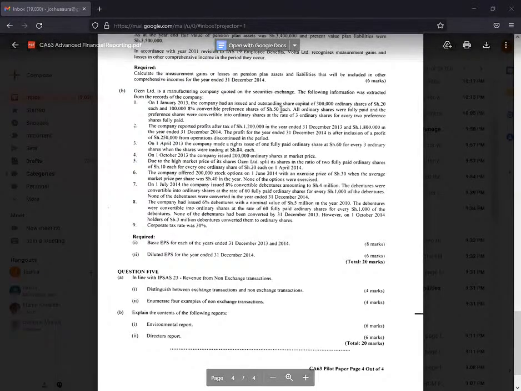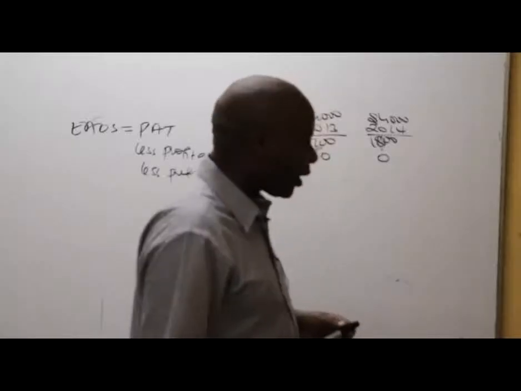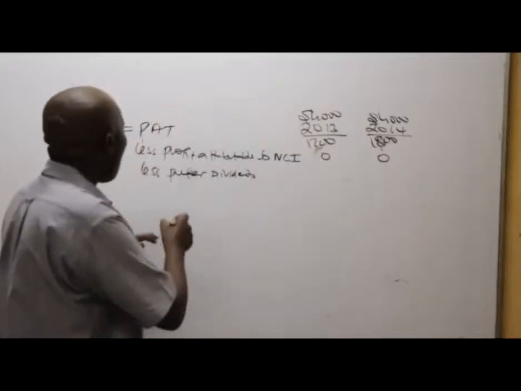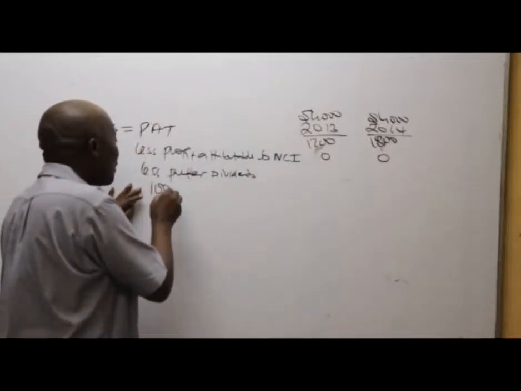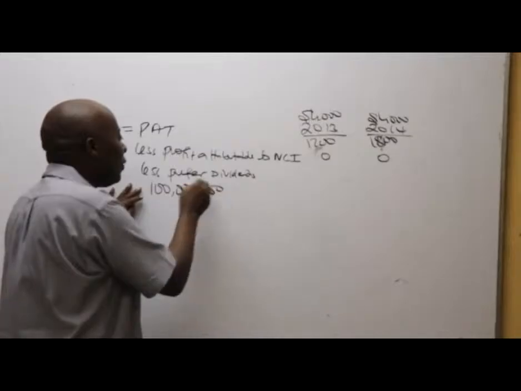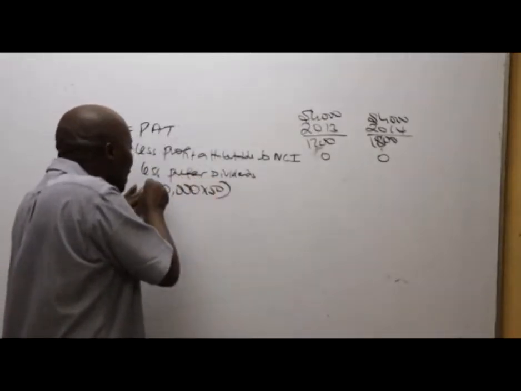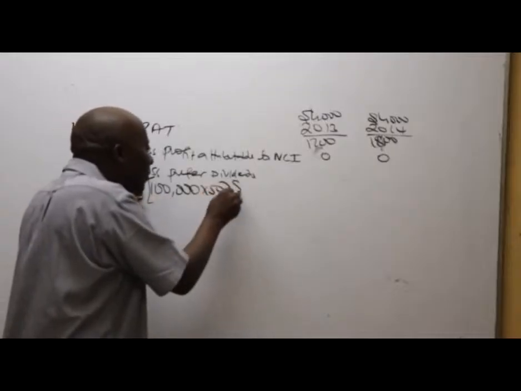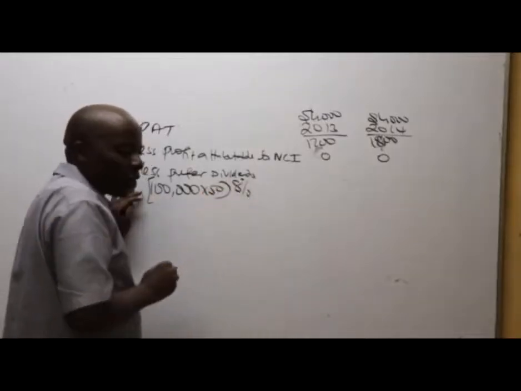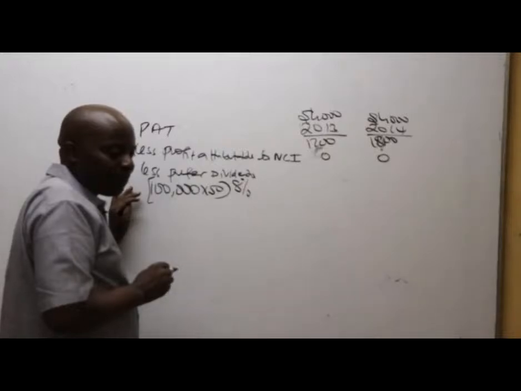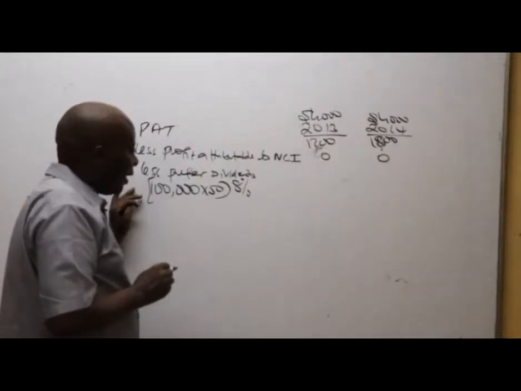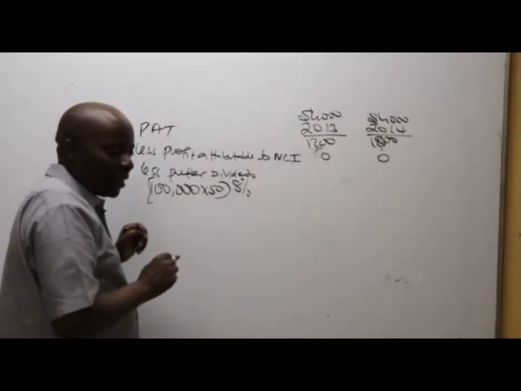So could you kindly give me the total preference share capital? The total preference share capital is 100,000 preference shares times 50. Once I have this total, I'll take my dividend percentage, which is 8%. 8% of the 5 million.